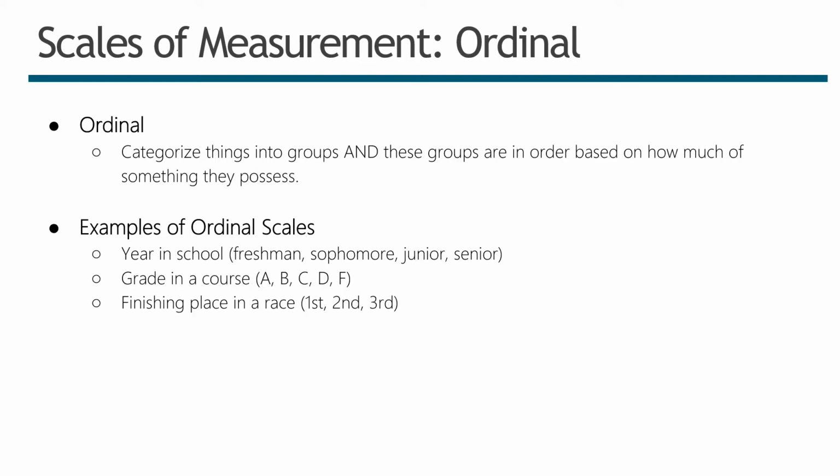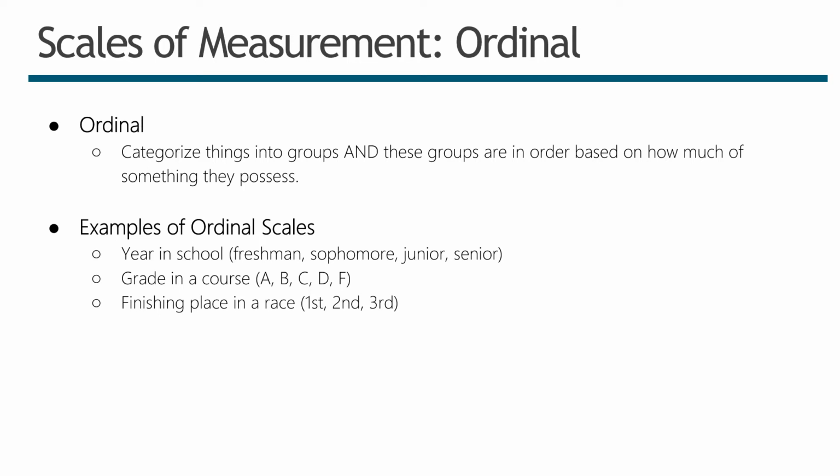The next scale of measurement here is ordinal. So this is our next level, where now you're categorizing people or things into groups, but now those groups are in order based on how much of something they possess. So for example, like year in school, if we have freshman, sophomore, junior, and senior, we know that seniors are further along in terms of how many credits they've taken than juniors, but we don't know how many more credits, right? It could be that there's a 1 credit difference or a 2 credit or 10 credit difference between those two groups. Right? Likewise, between freshman and sophomore. We know that sophomores have completed more credits than freshmen, but we don't know how many more.